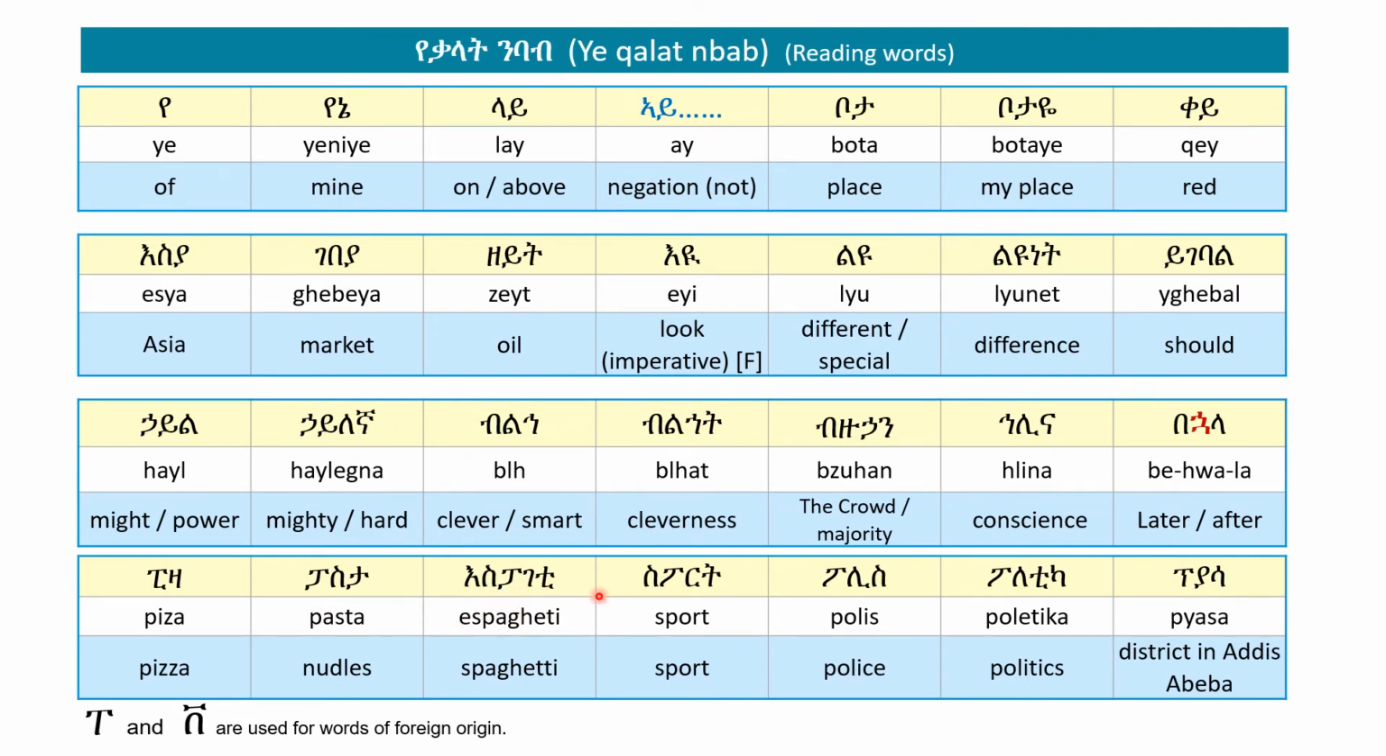Spaghetti. Sport. Police. Politica. Piazza. I is a prefix for negation. Hua, this letter we have not learned yet. Pe and ve are used for words of foreign origin.